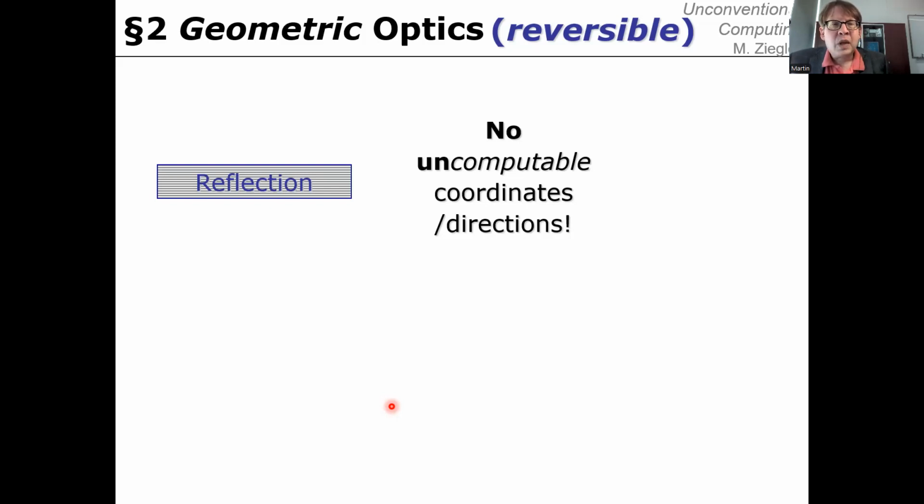Plane mirror is supposed to be perfect. So a light ray that enters this mirror leaves this mirror at the same angle, so the incoming angle with respect to the normal is the same as the outgoing angle, a perfect mirror.